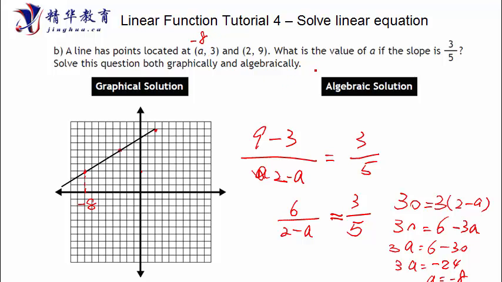So you can use both ways. Normally, the algebraic way is way easier than the graphical one. It depends, though. Sometimes the question asks for both. I hope you understand this.